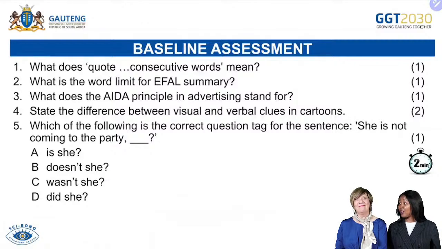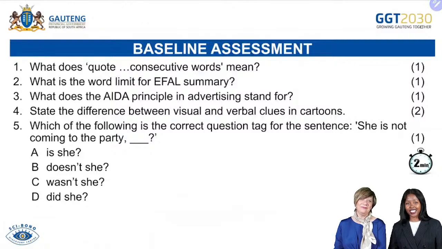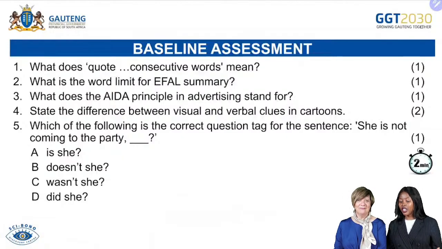Now, let's see what knowledge you have of English First Additional Language. Now that we've given you the objectives of the lesson, you have the pre-knowledge. Can we do this activity briefly for just 2 minutes? Please, 2 minutes, Grade 12s. Then we'll come back to discuss the answers.